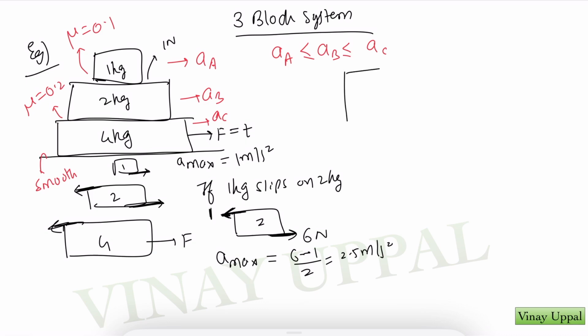So when they do that, I can consider them as moving together with mass 7 kg. And when they acquire an acceleration of 1 meter per second squared, the force itself will be 7 Newton. So the time will be 7 seconds. So that's when slipping occurs between 1 kg and 2 kg.